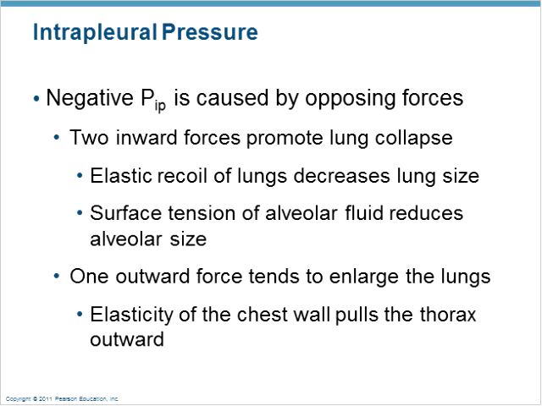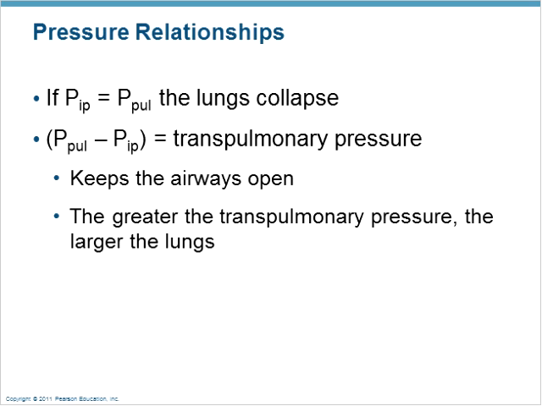Negative intrapleural pressure is caused by opposing forces. There are two inward forces that promote lung collapse: the elastic recoil of the lungs, which decreases the lung size, and the surface tension of the alveolar fluid, which reduces the alveolar size. An outward force tends to enlarge the lungs: the elasticity of the chest, which pulls the thorax outward. Those forces aid in our ability to inspire and expire.